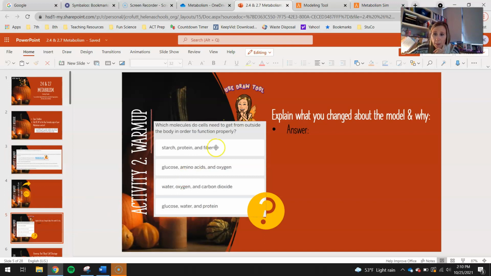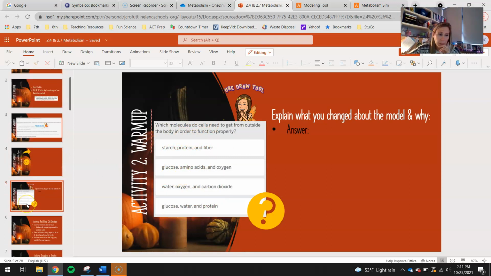Explain what you changed about the model and why, and then which molecules do cells need to get from the outside of the body in order to function properly. So answer that question using your draw tool there, okay? All right, remember to pause this video as you complete each activity, and then when you're ready, let's move on.